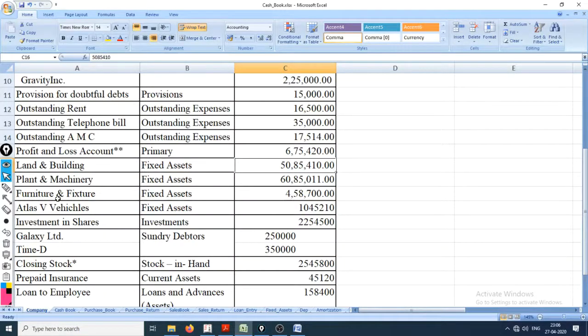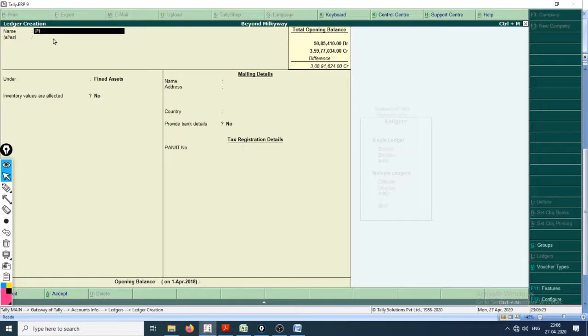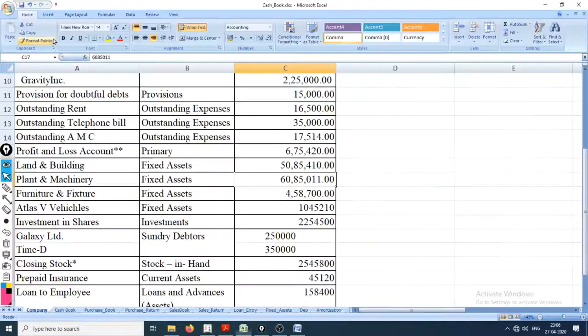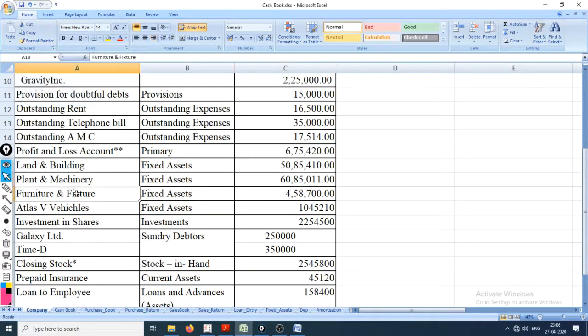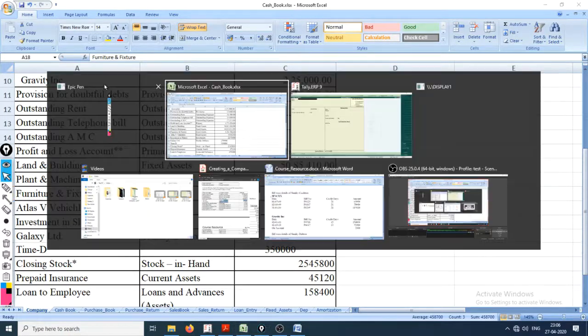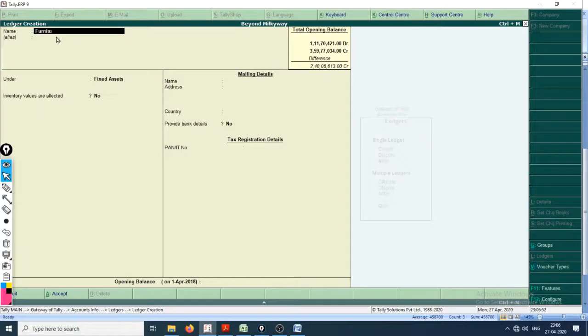So plant and machinery 6085011. Moving forward we have furniture and fixtures, a fixed asset, 481700, right? 481700.